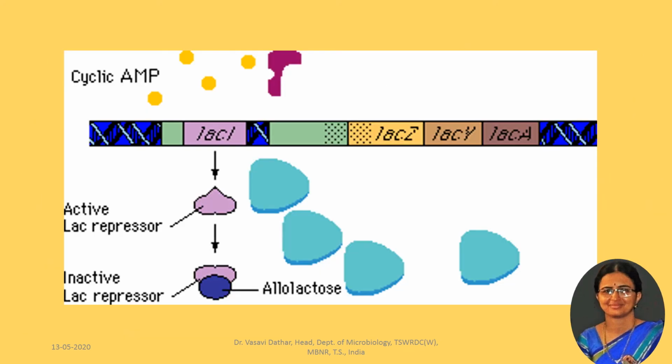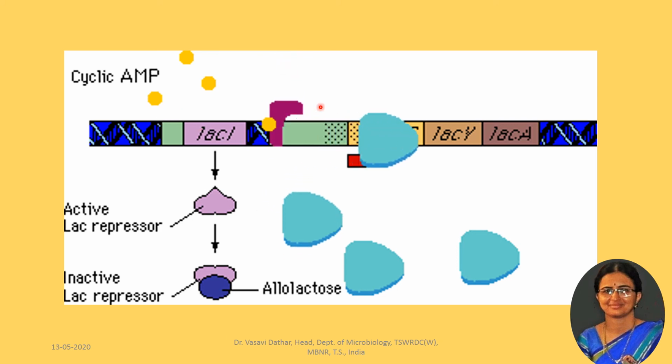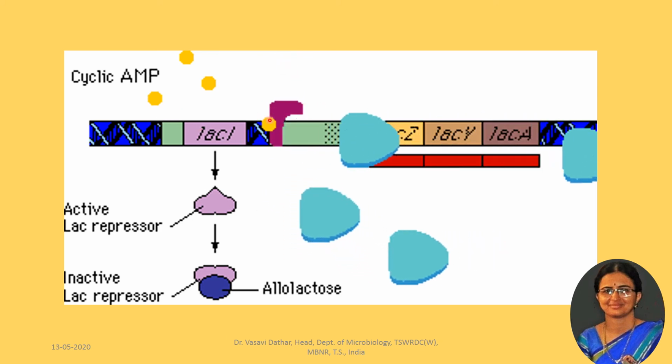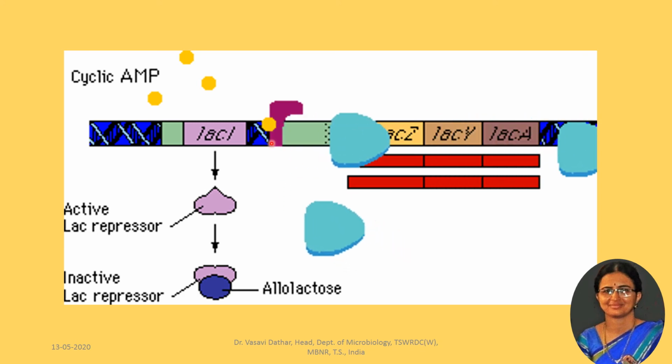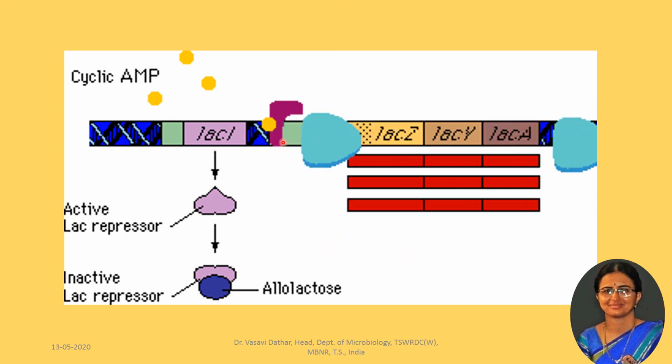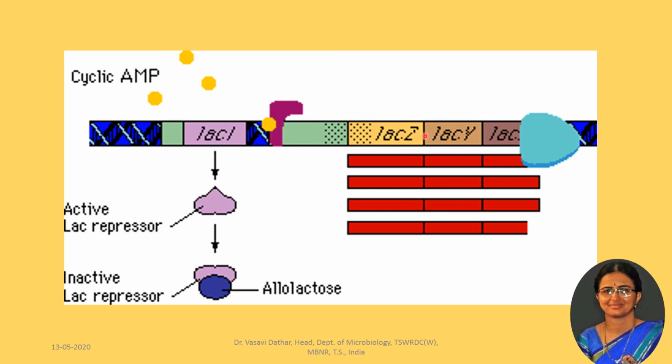Here you can see the CAP complex binding to the promoter, and now the RNA polymerase can bind to the promoter and then it can pass through the structural genes producing mRNAs.